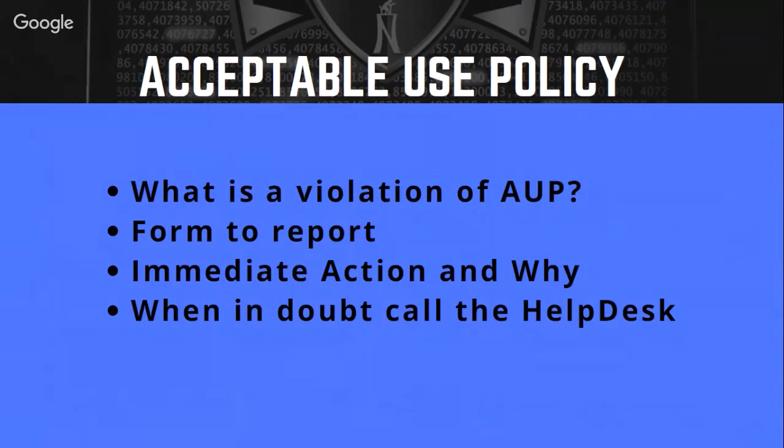And then when in doubt, if you're not sure if something is a violation of the acceptable use policy, then call the help desk. The help desk is there to help you out with figuring out whether someone did something wrong or didn't do something wrong. And the help desk is not very far from my office and the rest of my security team. So they're able to get to us and ask us those questions.